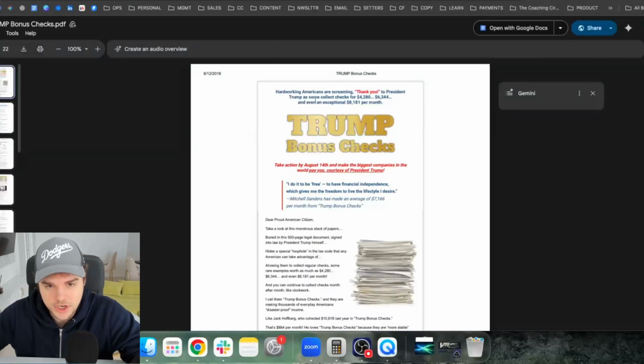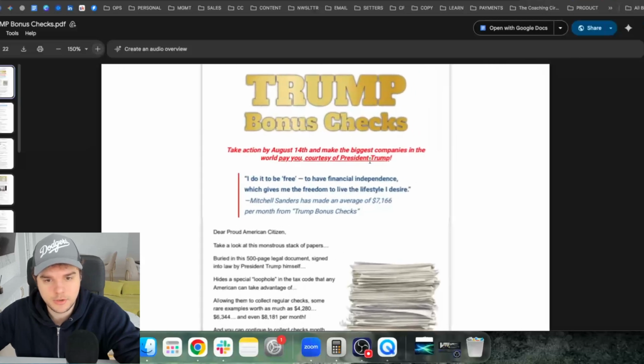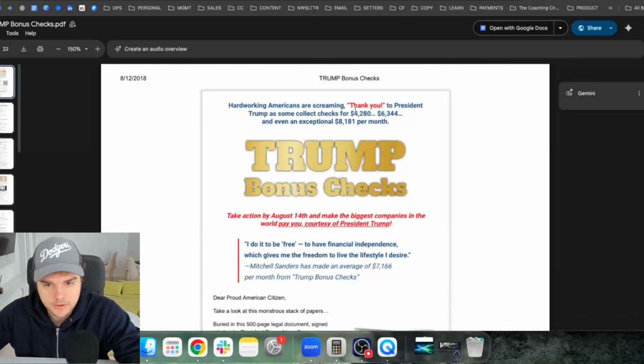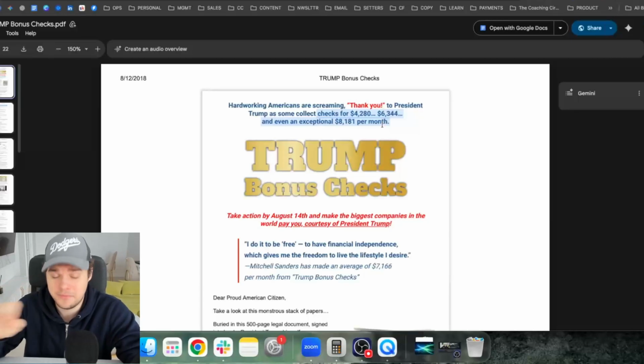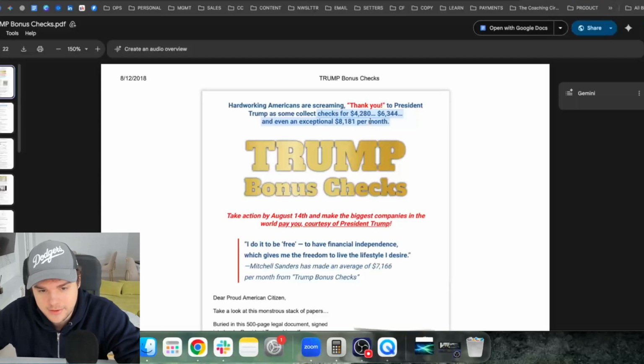Trump bonus checks. Look at this. Okay, let's take a look. Let's zoom in a little bit. So hardworking Americans are screaming thank you to President Trump as some collect checks for $4,280, super specific, right? $6,344, and even an exceptional $8,181 per month. So as you can see, this is a specific promise, okay? We have a time frame, per month, and we have super specific numbers. It's not even saying $5,000 every week. No, it's 4,280. This is a specific promise, right?